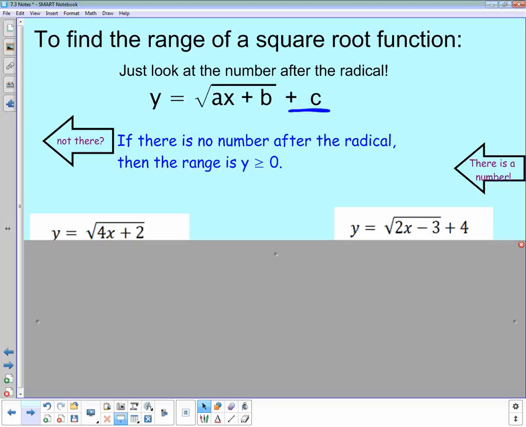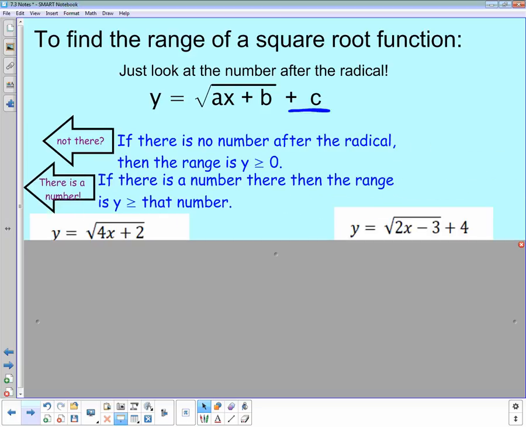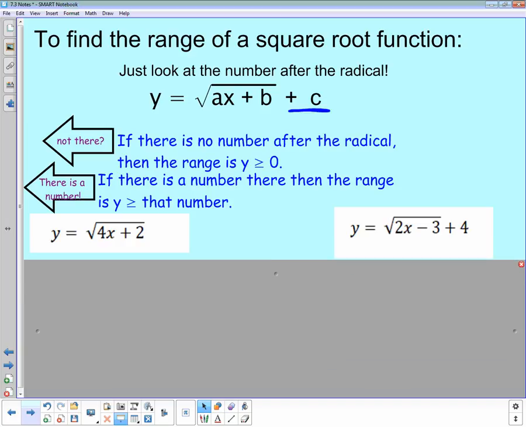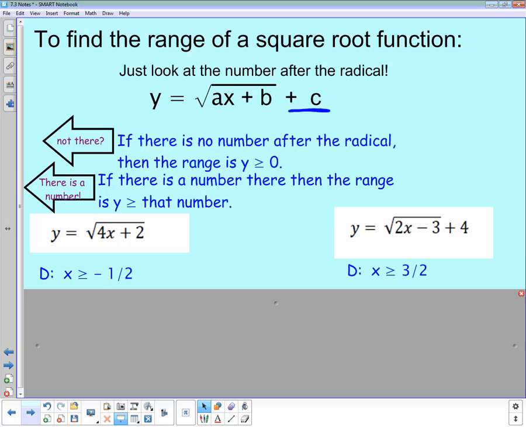If there is a number, then the range is y is greater than or equal to that number. So if we look at the two examples that we did earlier, notice we're stating the domain that we already found, so x is greater than or equal to negative 1/2. Notice we have nothing after the radical here, so we have plus 0. As stated above, if there's no number after the radical, then our range of the function is y is greater than or equal to 0.